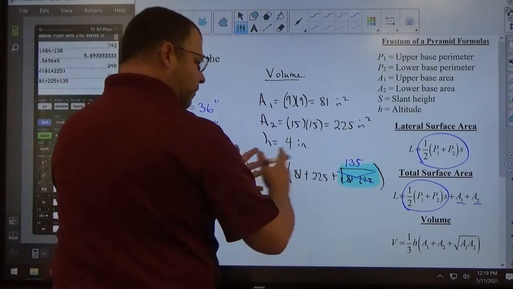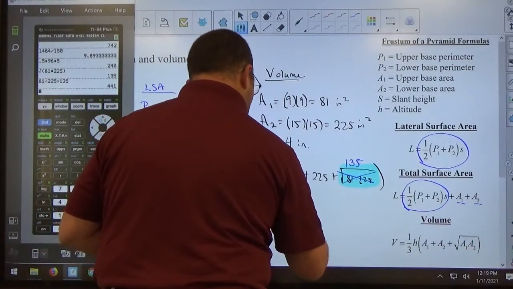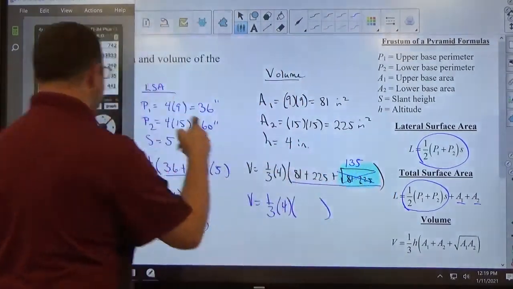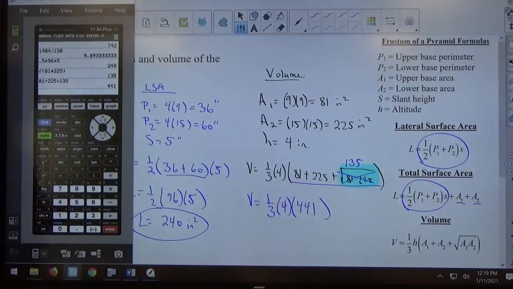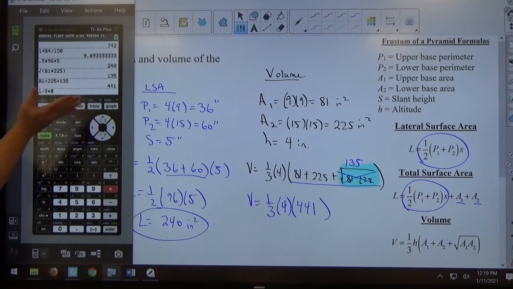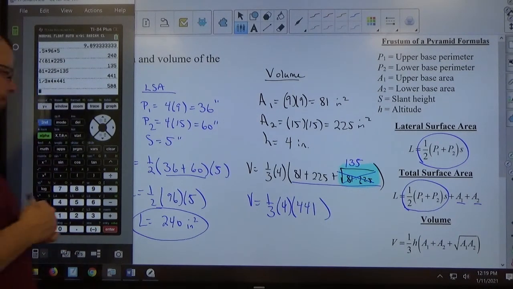So the volume formula, even though it's all this complicated stuff here, it's 1/3 times 4, simply times a number. All this stuff makes this one number 441. So evaluate all that area stuff to a single number and now punch it in your calculator. So it's 1/3. Most calculators, you simply type in 1 divided by 3, that's 1/3. As soon as you hit the times button, now you're back on top as far as the calculator is concerned. So 1/3 times 4 times 441 comes out to 588.